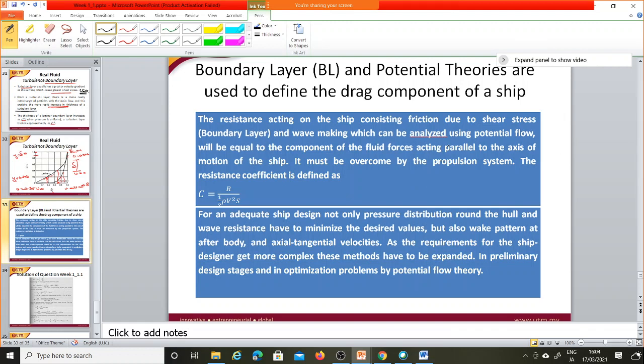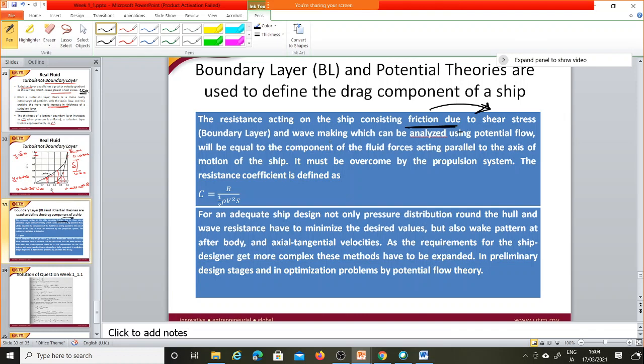Okay, so mainly remember that, as I said, in the case of a ship, we have the resistance, right? We have to overcome the resistance, and in our case, we have to consider the frictional resistance. This frictional resistance is very important and is due to the shear stress, and shear stress belongs to the boundary layer. Okay, if you have a thicker boundary layer, you will have more shear stress.